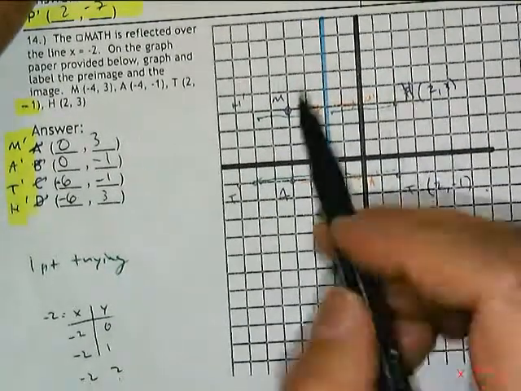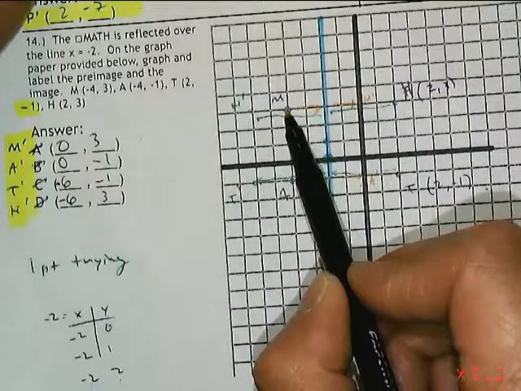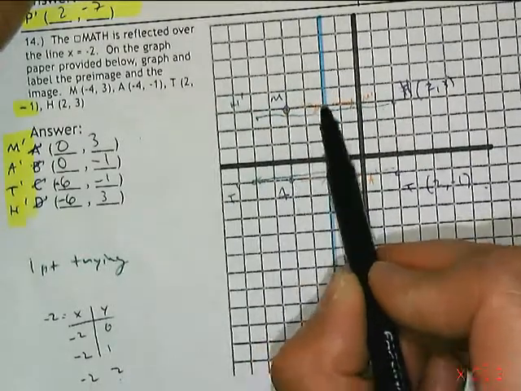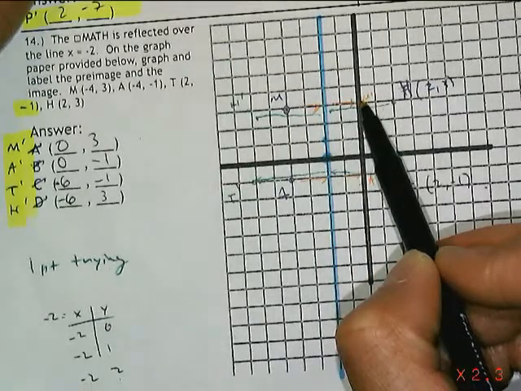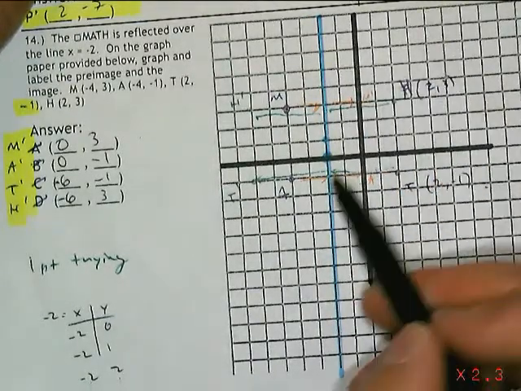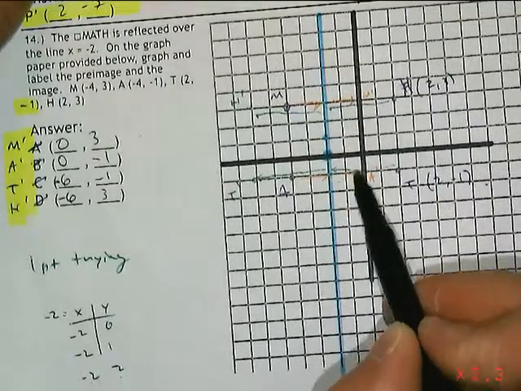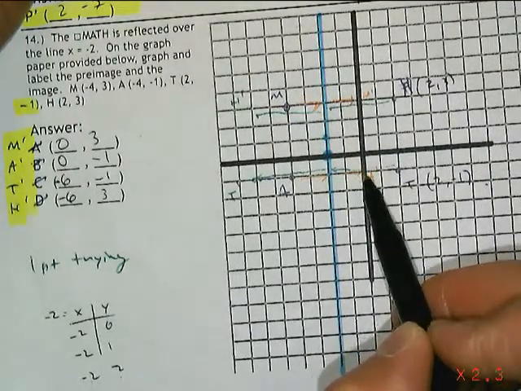Then you're just counting. For M to become M prime, I'm going to count towards the line, so count 2, then 2 afterwards. That'll give me the ordered pair 0, 3. A, count towards it, that's 2, so 2 more, that's the ordered pair 0, -1. A prime is 0, -1.